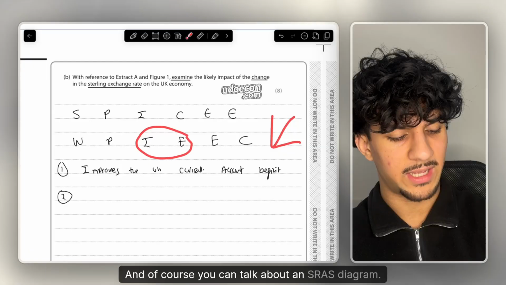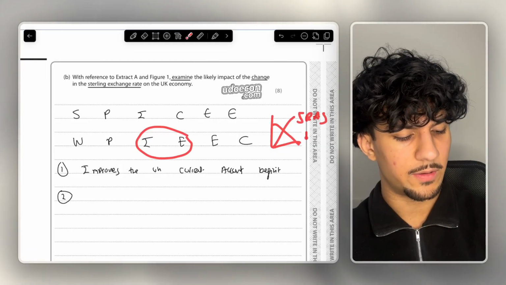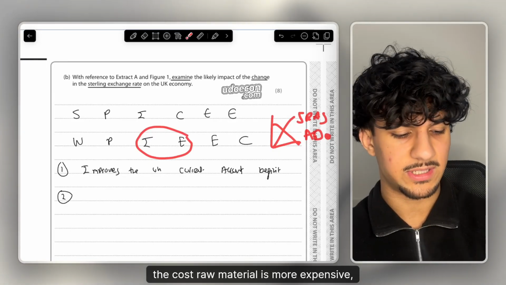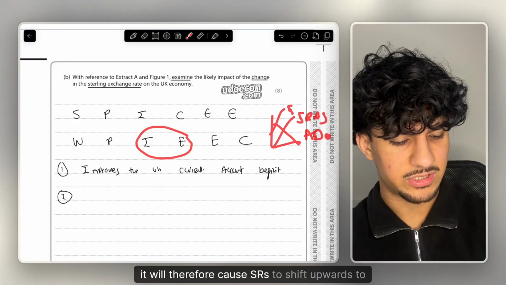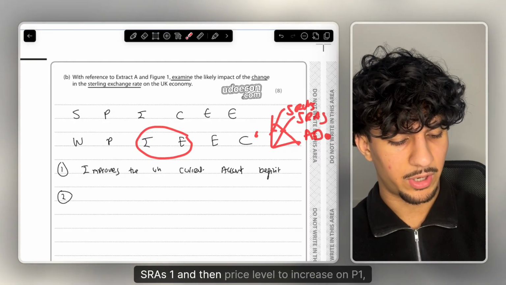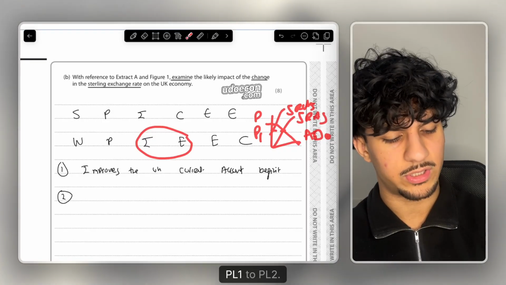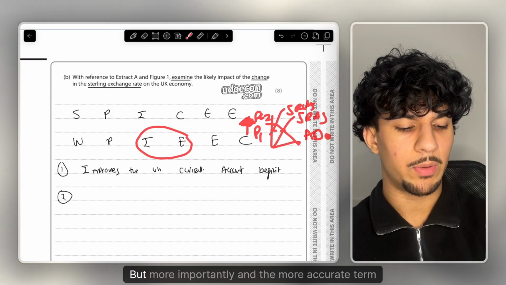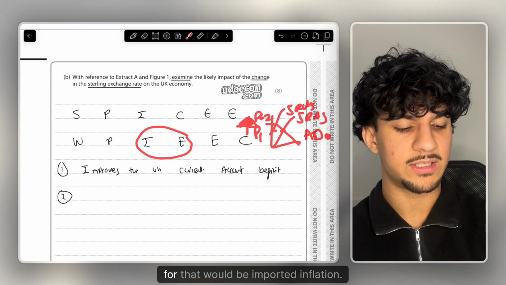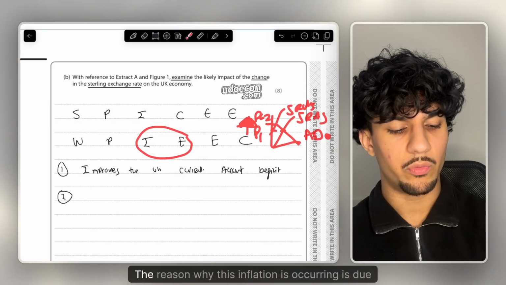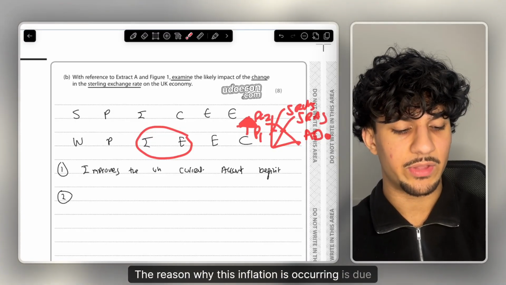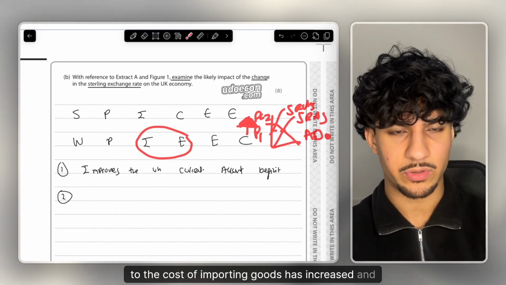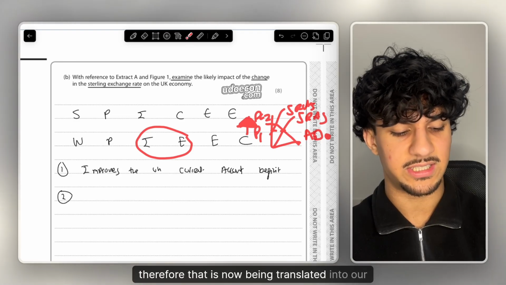And of course, you can talk about an SRAS diagram. If the cost of raw materials is more expensive, it will cause SRAS to shift upwards to SRAS1, and the price level to increase from PL1 to PL2. What do we call that? Of course, that is cost push inflation, but the more accurate term for that would be imported inflation. The reason why this inflation is occurring is that the cost of importing goods has increased, and therefore that is now being translated into our economy.